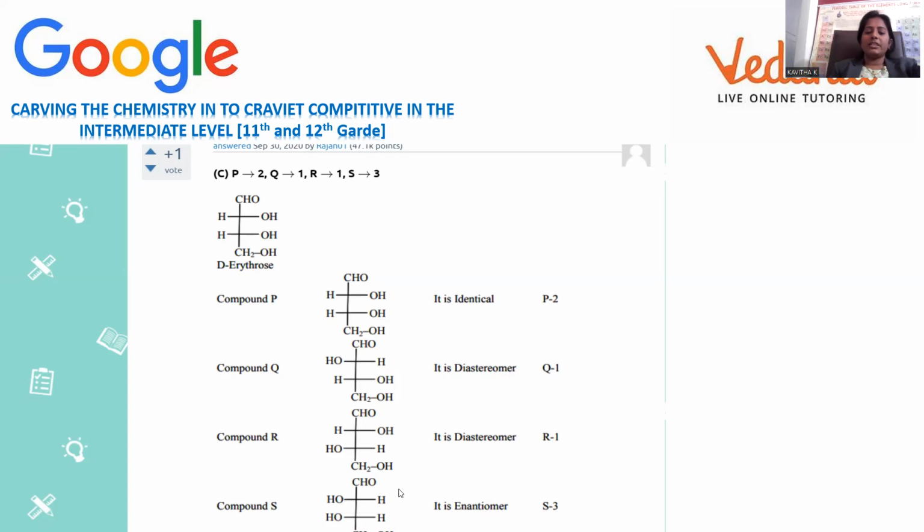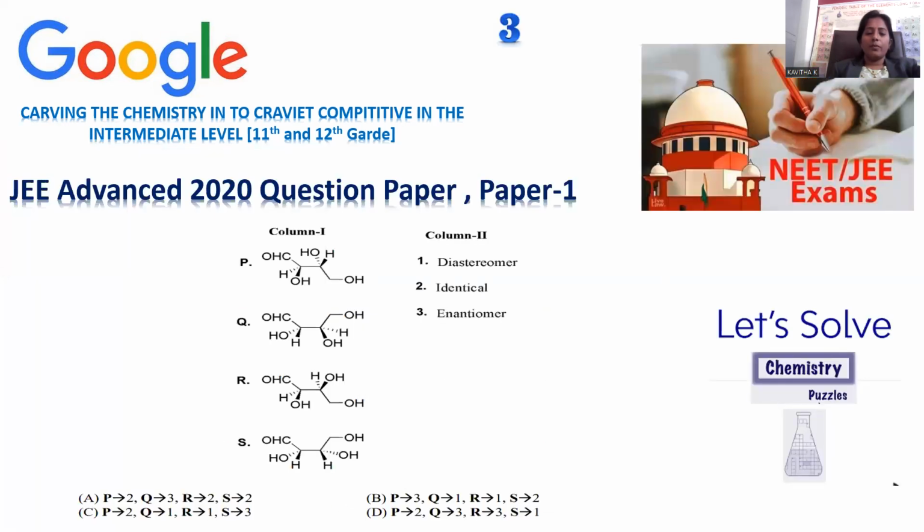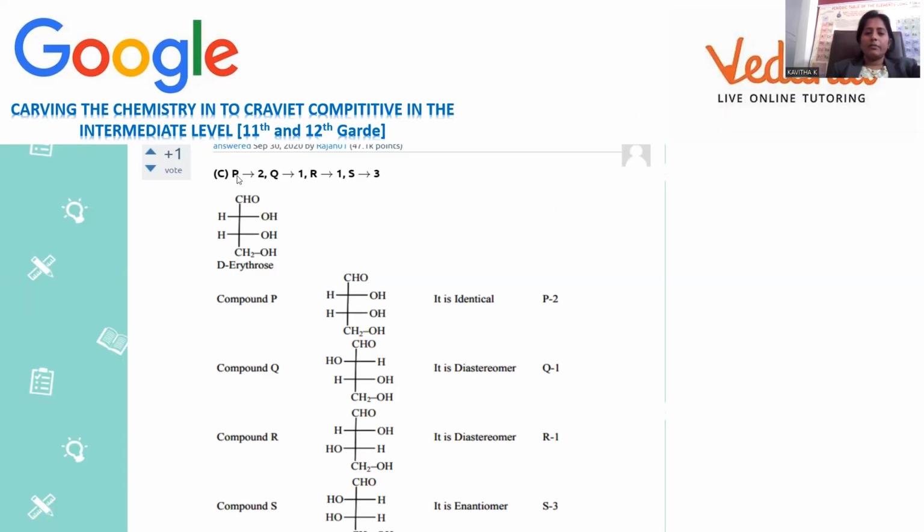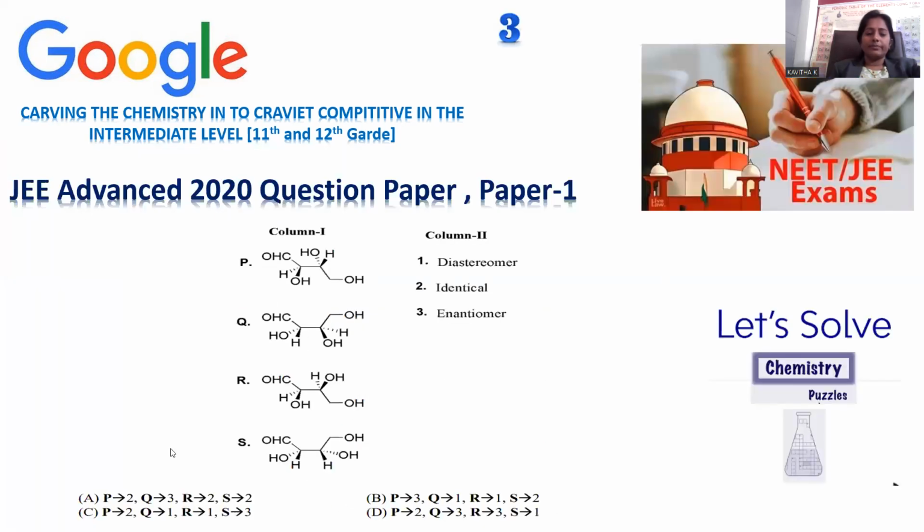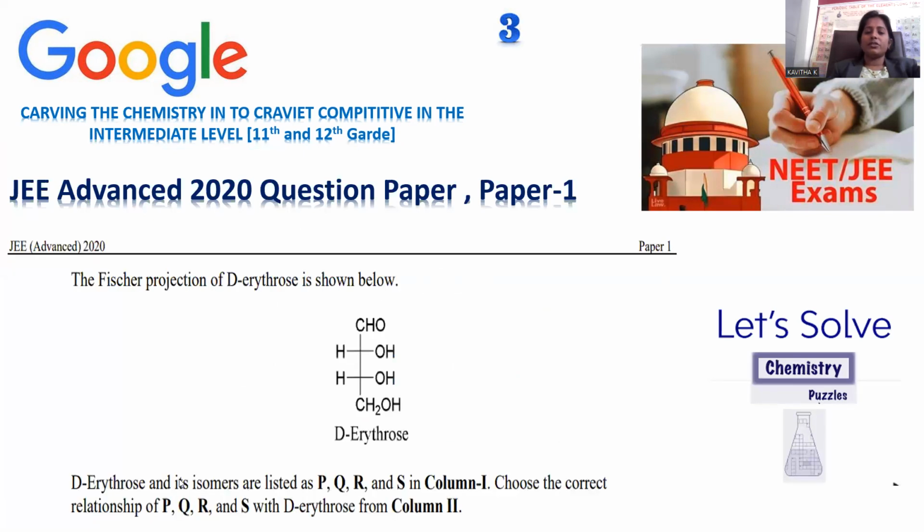That enantiomer relation is provided in option number C: P2, Q1, R1 and S3. That relation is provided in option C. This is purely from stereochemistry. It is a somewhat critical question, we can say.